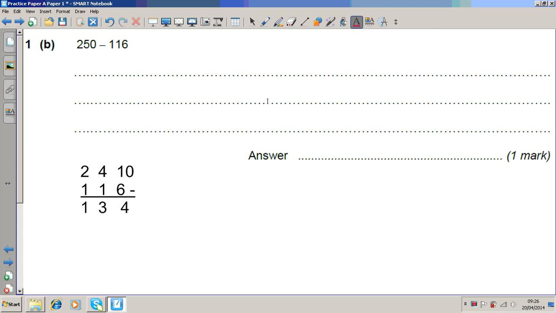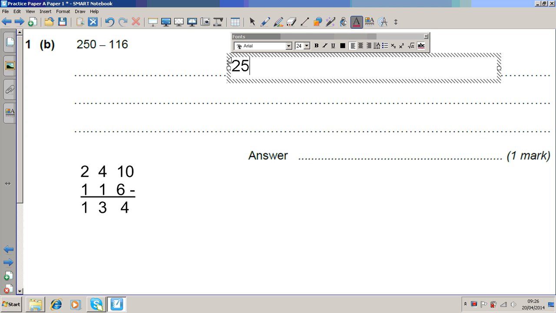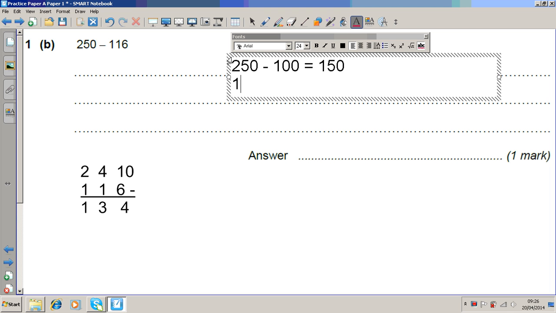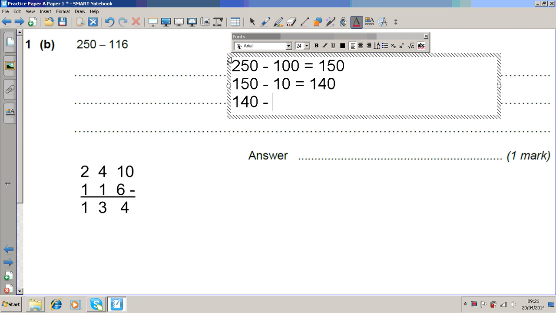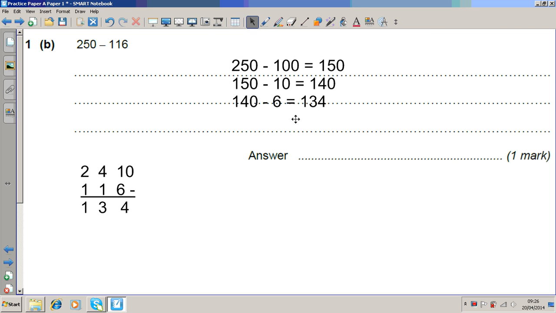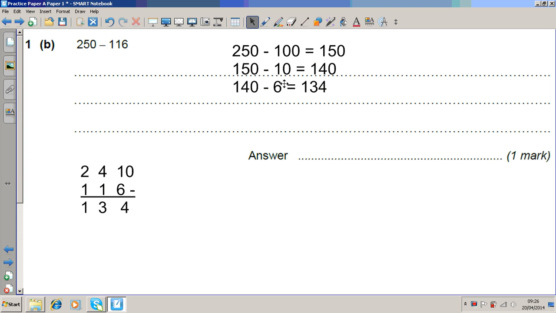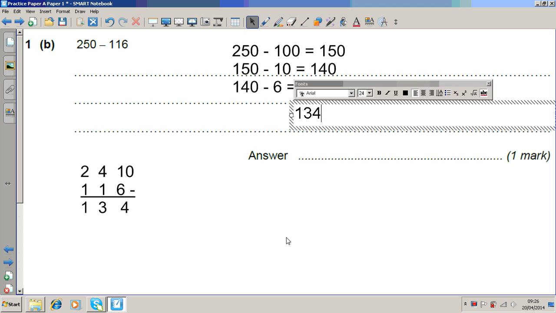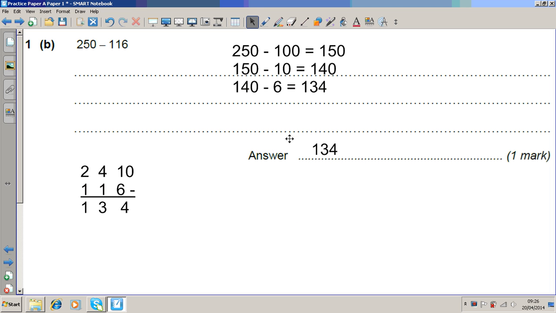Okay. I wouldn't do it like that, I would do it in bits. So I'd say 250 minus 100 equals 150. Then I'll do 150 minus the 10 is 140, and 140 minus 6 is 134. So take off the 100, then take off the 10, then take off the 6, and you haven't got to worry about carrying and things like that. Alright, or you could do it like a number line, which is similar to that. Lots of ways. Make sure you can do them. Easy mark.